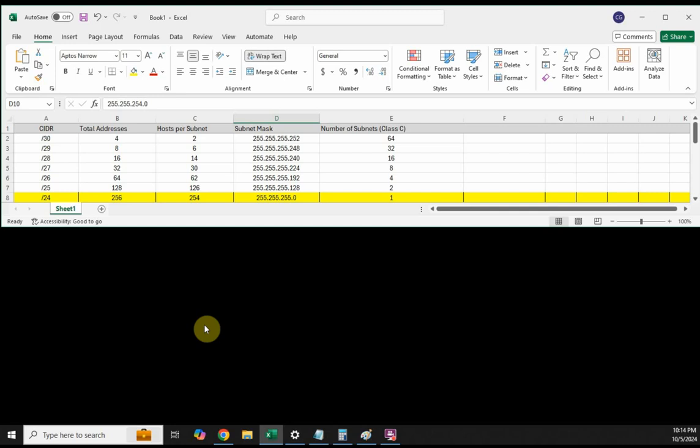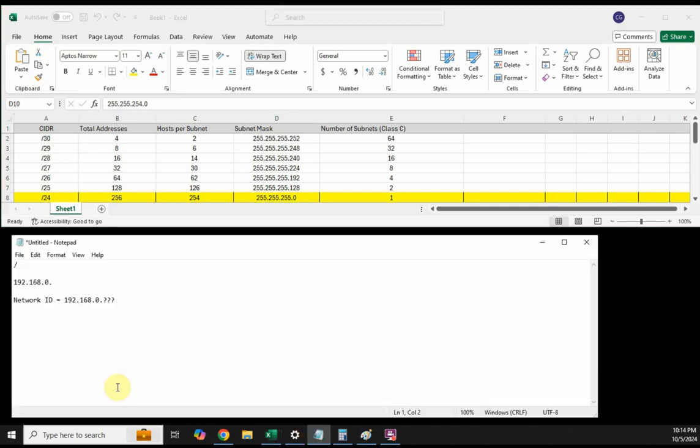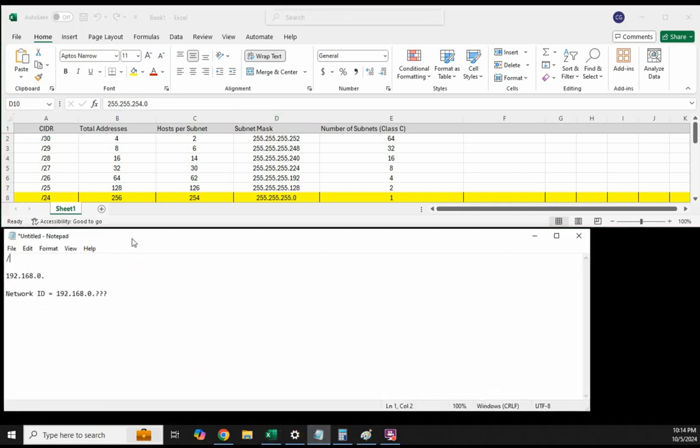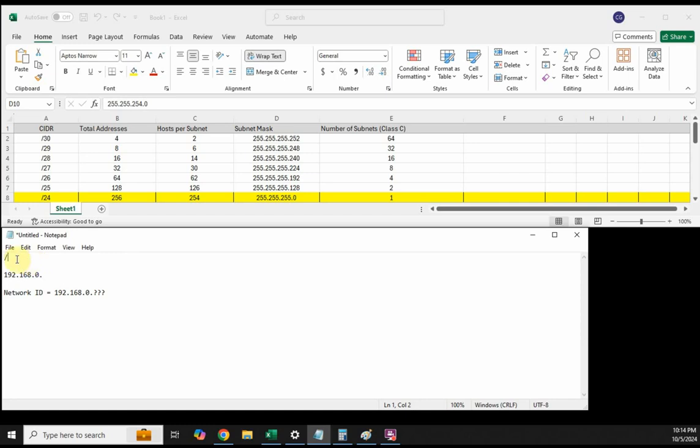So anyway, let's get back to this. Let's take an example, and let's do this as a /28. What's a good number? We'll make it 209. So if we have an IP address of 192.168.0.209 on a /28 network, what's the network ID? What is the network ID?